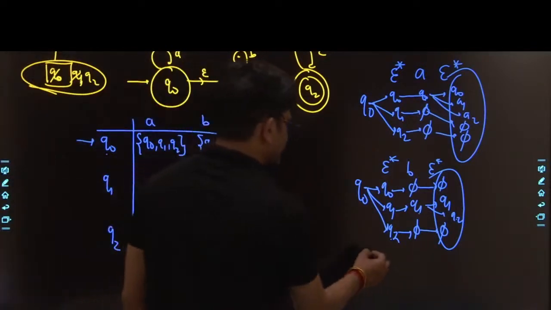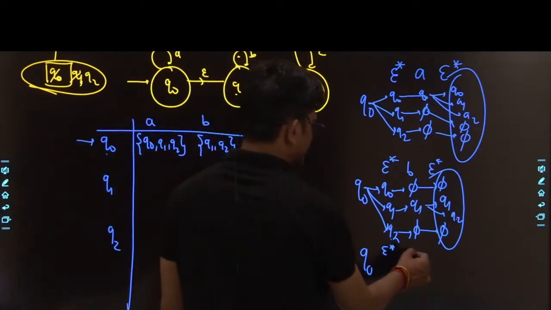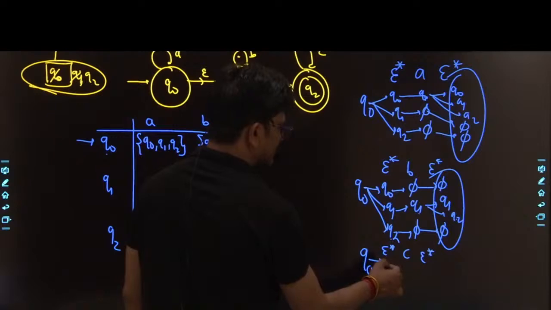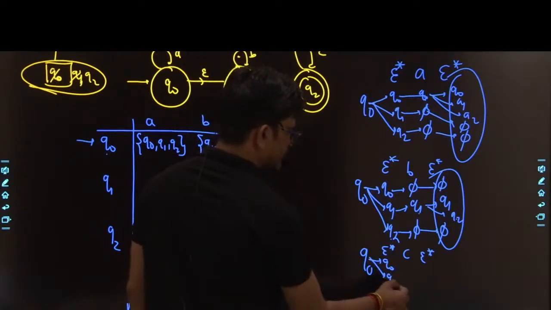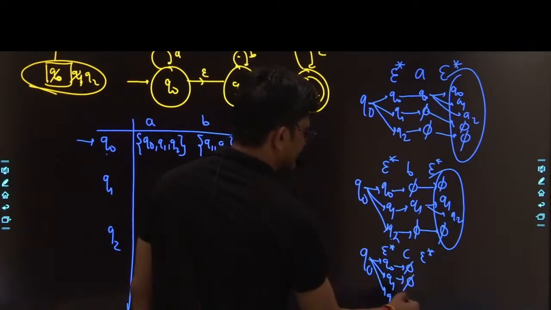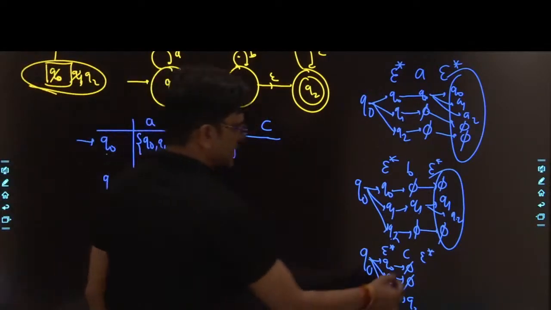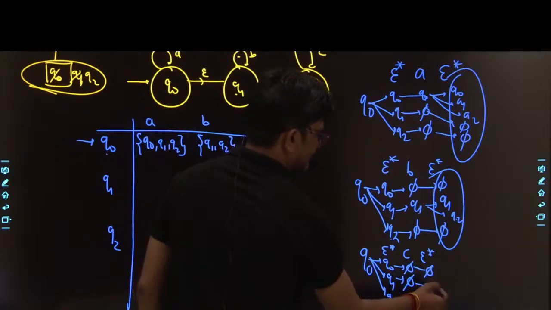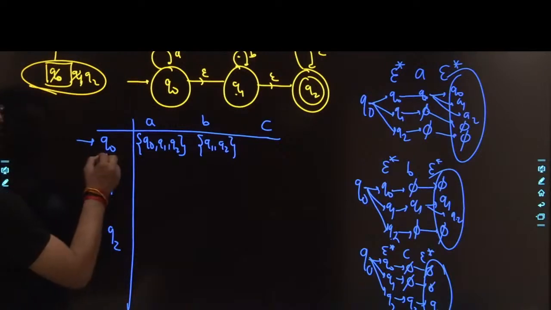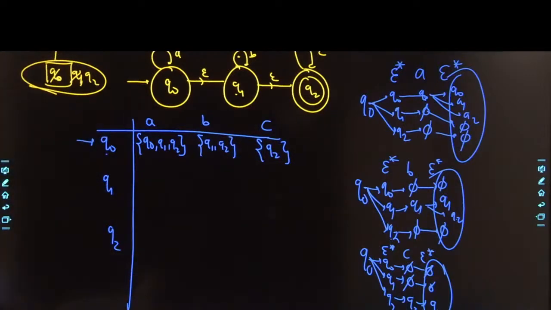Now Q0 on C. We can read any number of epsilons before C, and we can read any number of epsilons after C. So what is the epsilon closure of Q0? Q0, Q1, Q2. Q0 on C, phi. Q1 on C, phi. Q2 on C, Q2. The epsilon closure of phi. Epsilon closure of Q2, Q2. Union these states. So Q2. So whenever we read a C on Q0, it goes to Q2.